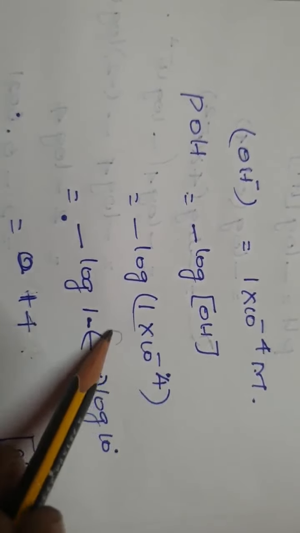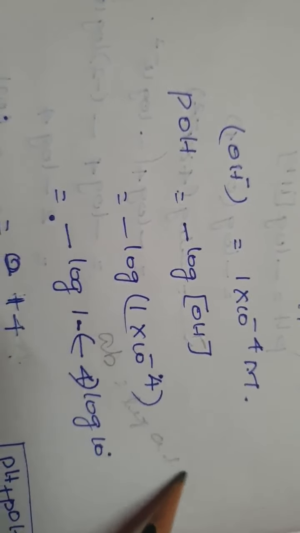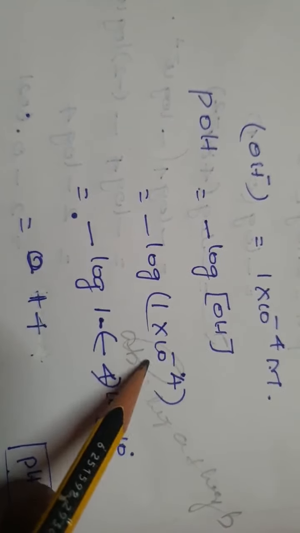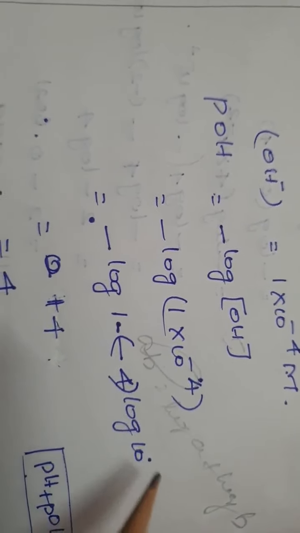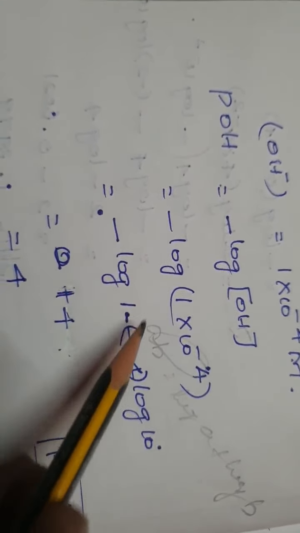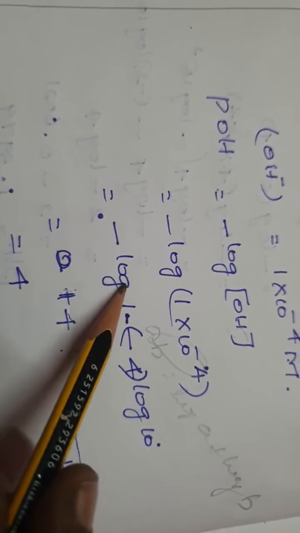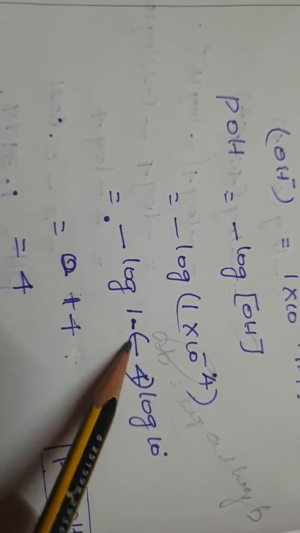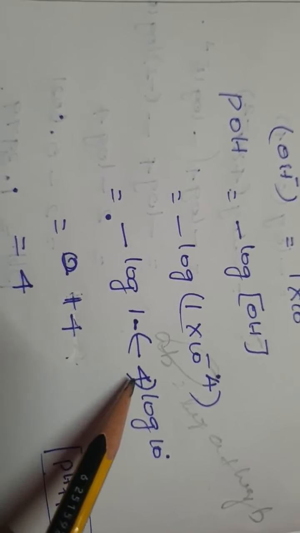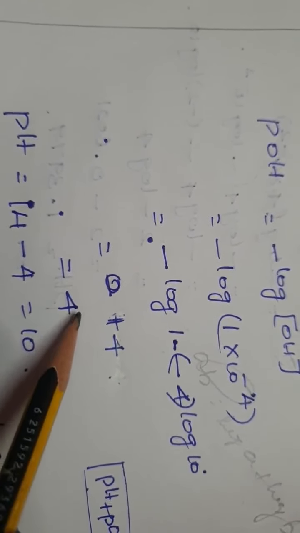This is in the form of log A into B. Log A into B is equal to log A plus log B. Then this is also in the form of log A power n. Log A power n means n log A. So minus log 1, minus is common for both the numbers. So minus of minus 4 into log 10. Log 1 is 0. So minus into minus gives plus, and log 10 is 1. So minus into minus plus 4. So pOH is equal to 4.